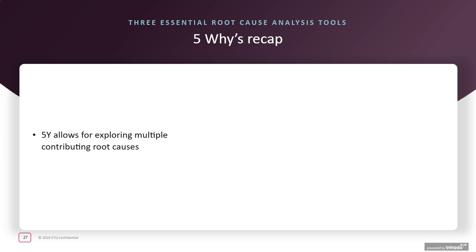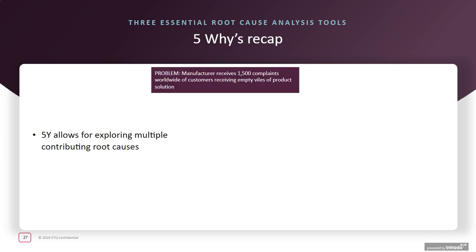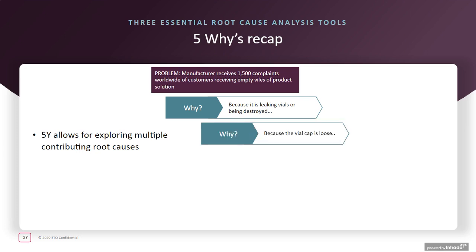So this is a quick example of a 5 why, where we had a problem where the manufacturer receives 1,500 complaints worldwide of customers receiving empty vials of product solution. So they would start asking why, because it is leaking vials, for example. Why is it leaking vials? Because the vial cap is loose. Why is the vial cap loose?